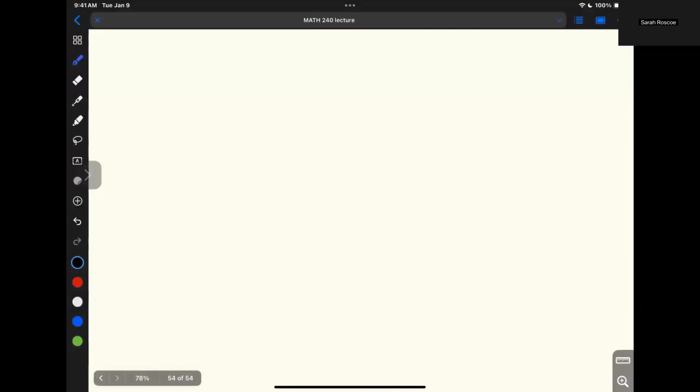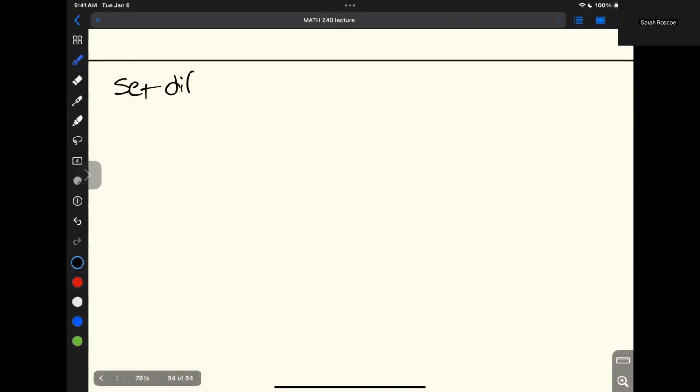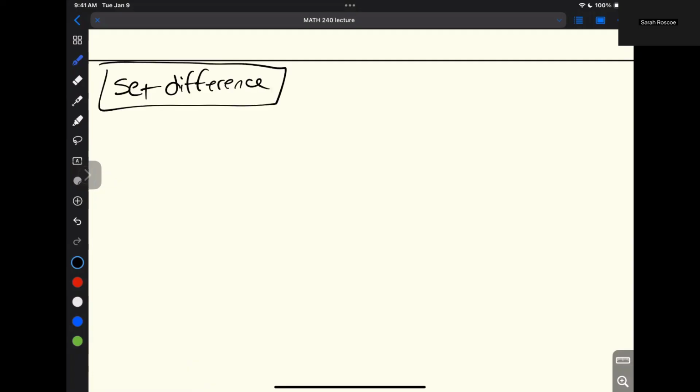And so the next term is set difference. So this is again a binary operation. And so with 2 sets, we denote it with a backslash. Sometimes you'll see A minus B, but the more mathy way of putting it is the first one.